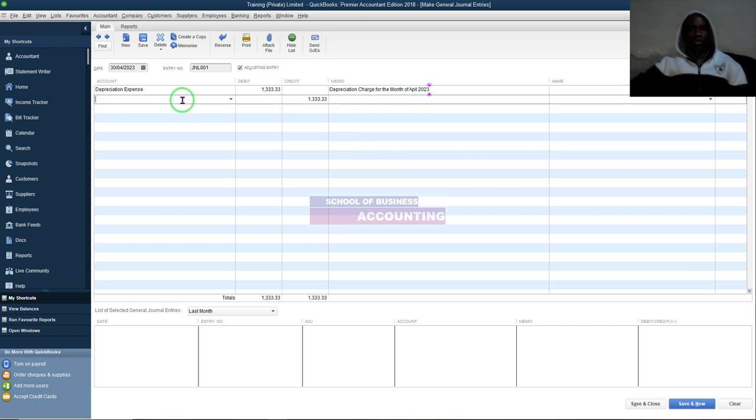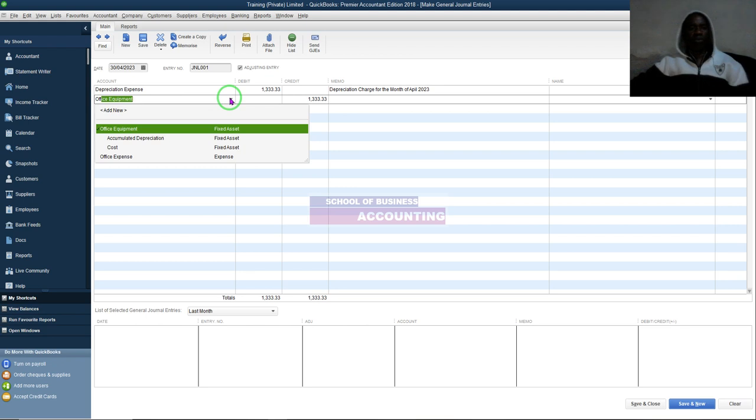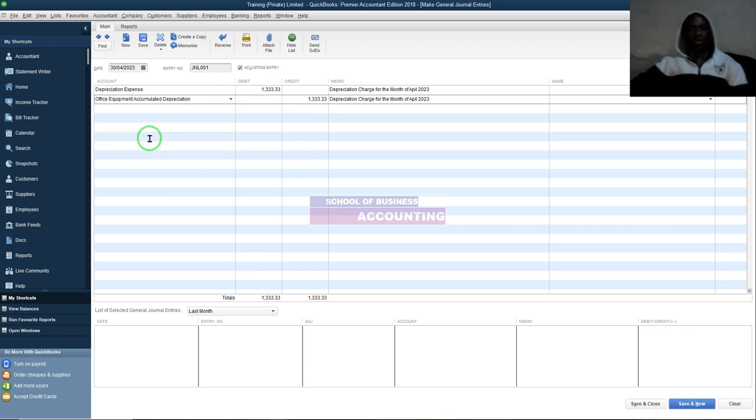Then I have to come here and now select the account which I'm going to credit, so that I complete the double entry. I could look up for that account, as I said, or I could just type in office, but in this case now I want office equipment accumulated depreciation. That is the account which I'm going to credit. It will also pick the description which I put here, right? So once I have done this, I can now save and close. By doing this, I've processed my depreciation charge for the month of April.